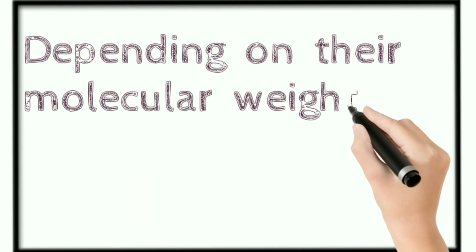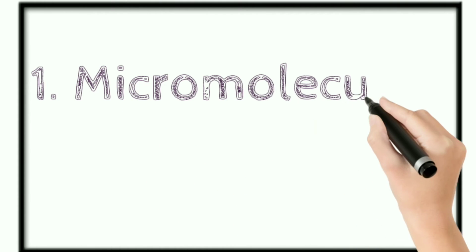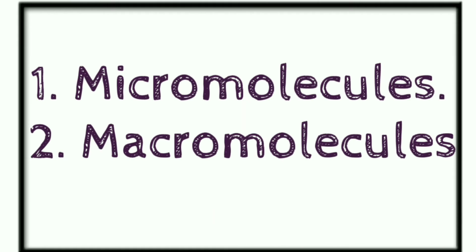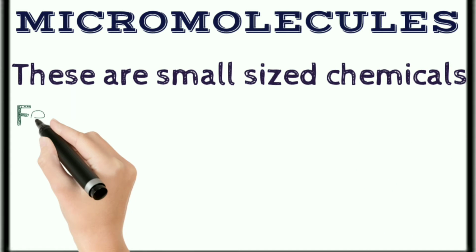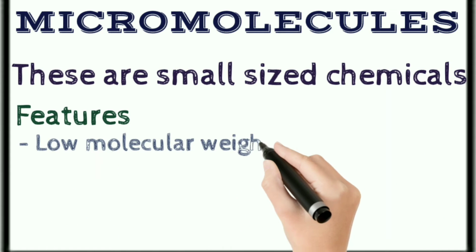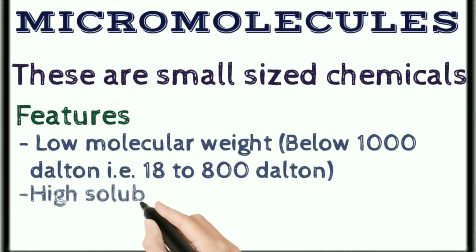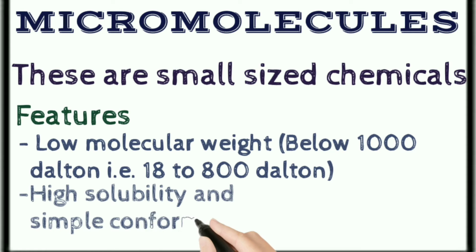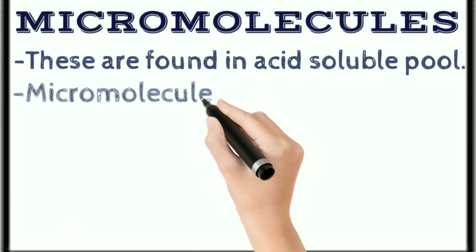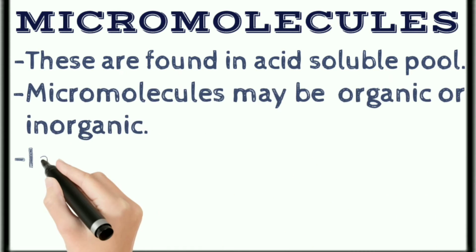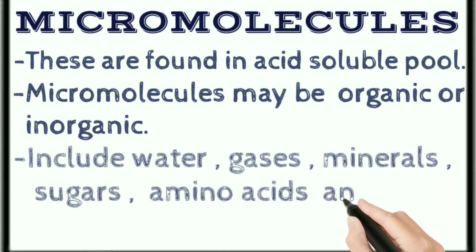Depending on their molecular weight and solubility, biomolecules fall into 2 categories. 1. Micromolecules. 2. Macromolecules. Micromolecules. These are small-sized chemicals. Features: low molecular weight, below 1000 Dalton, that is 18 to 800 Dalton. High solubility and simple conformation. These are found in the acid-soluble pool. Micromolecules may be organic or inorganic. They include water, gases, minerals, sugars, amino acids and nucleotides.